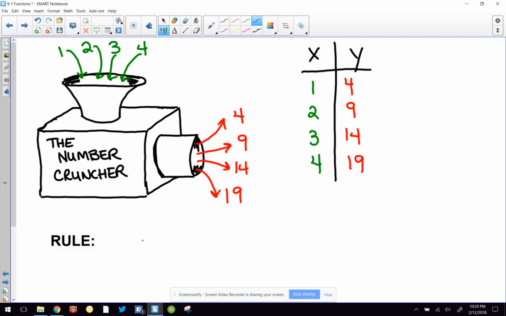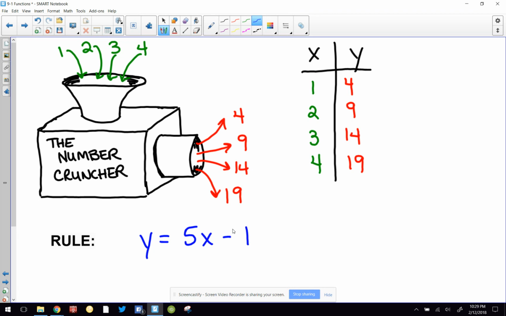The rule for this function is y equals 5 times x minus 1. 5 times 1 is 5, minus 1 is 4, 5 times 2 is 10, minus 1 is 9, and so on and so forth. So again, these equations just describe what's happening to x, what operations are being performed on the inputs to get the y values, or our outputs.